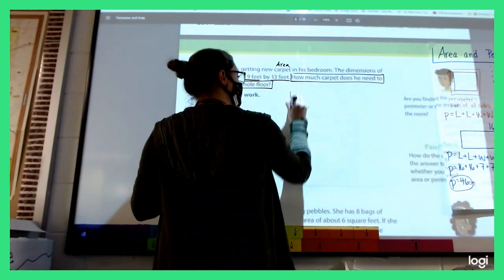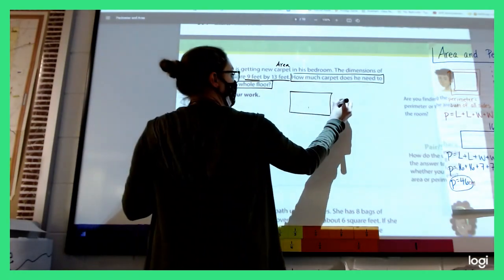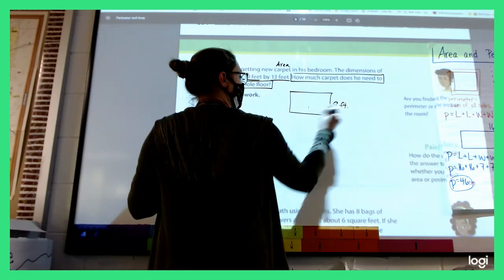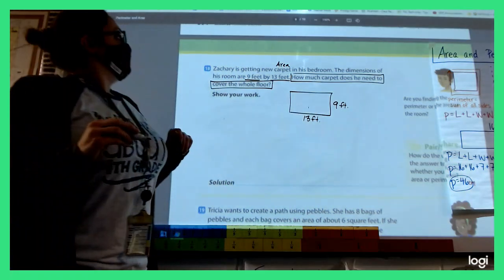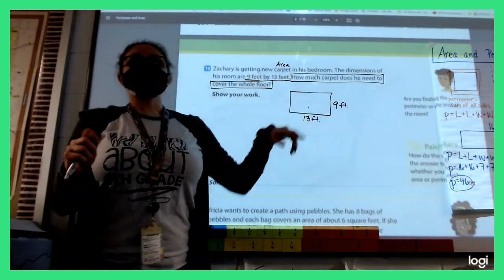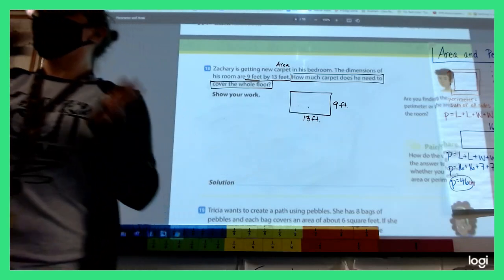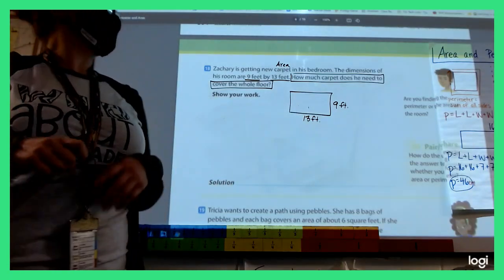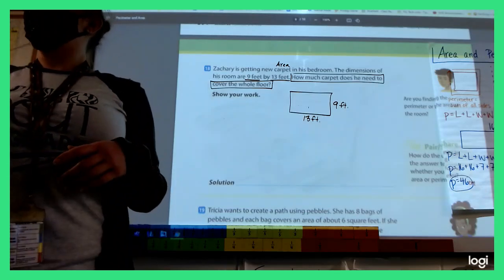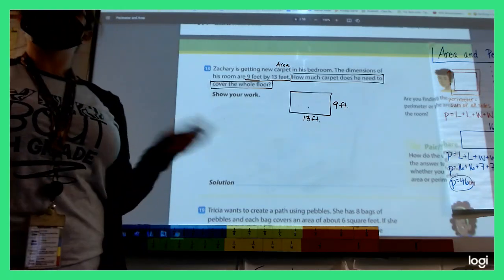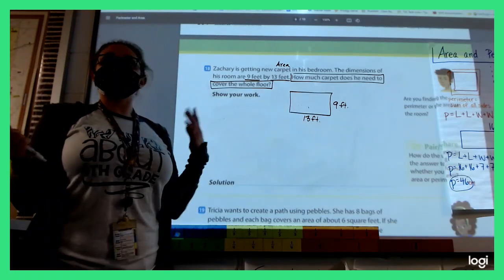All right, first thing, let's draw his room. Put our dimensions, 9 feet by 13 feet. So we haven't seen it written like this before. 9 feet by 13 feet, that's another way of saying the length is 9 and width is 13, okay? So when people say a 2x4, when they're talking about lumber, those are the dimensions of your wood. All right, now what's our next step? We have our picture, we know what our question's asking.